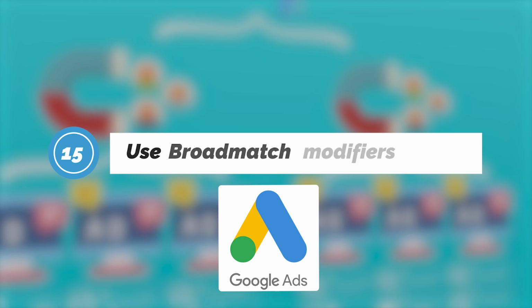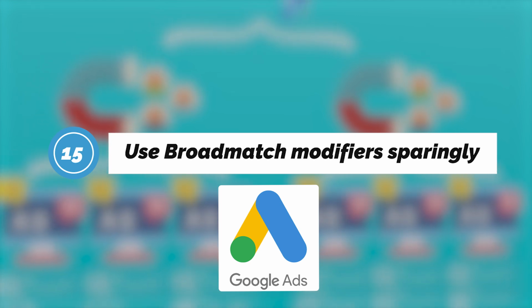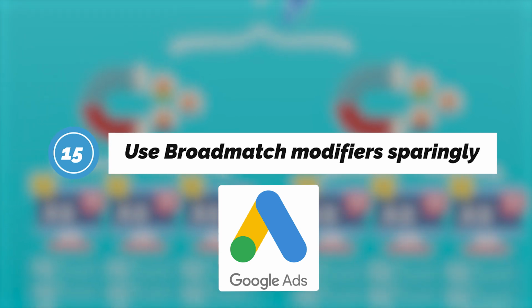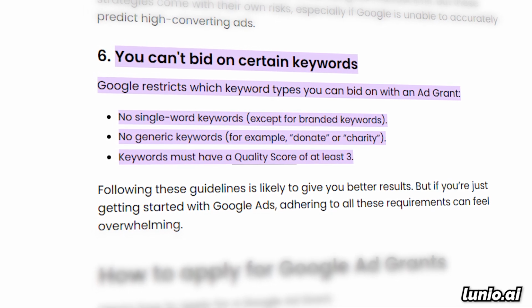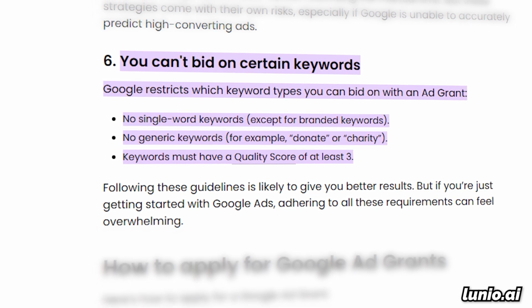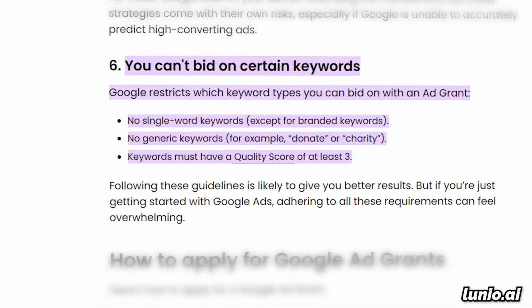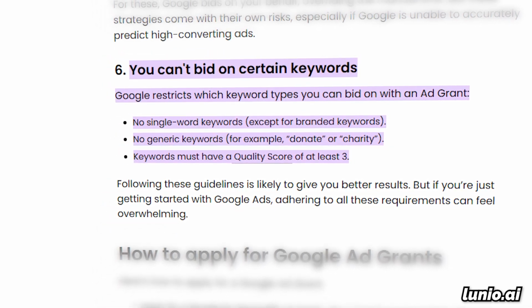All right, tip number 15, we're gonna wanna use broad match modifiers sparingly. While broad match is a really great thing, it brings in generic traffic because of the intent of the search, someone is not having to type in exactly what our keyword phrase is. Remember with the grant, you can't use single word keywords. So we have to use either long tail phrases or double worded keywords. If we can't use single word keywords, we also don't want to be too generic and only use broad match.